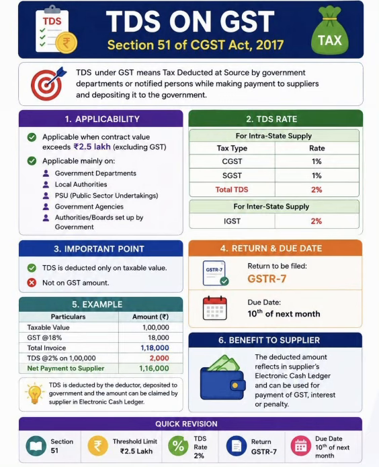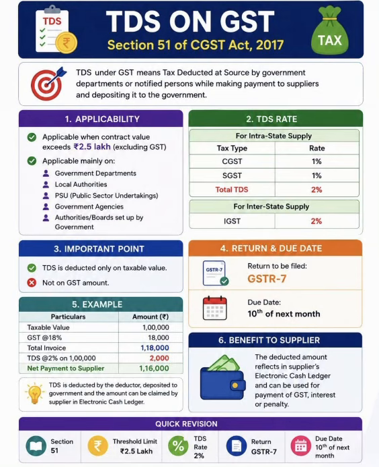I am not talking about the 194C. 194C limit is 30,000, and on 30,000 increasing we will get some direct TDS. But here we are talking about TDS on GST, excluding GST. It mainly applies to the government departments, local authorities, or public sector undertakings, government agencies, and authorities or boards set up by government.